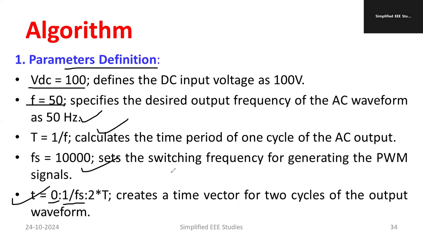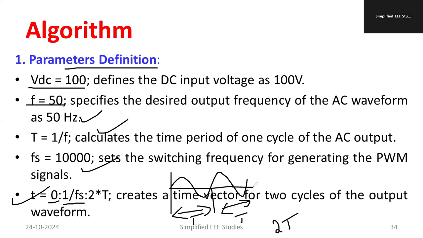2T means, look at this. This is one cycle. This is another cycle. So we have T. Next, we'll be going for another T. That means 2T. So we are going to design it for two cycles. If you want, you can go for further also. This is only for the information. So these are the things which you are supposed to do at the beginning only.